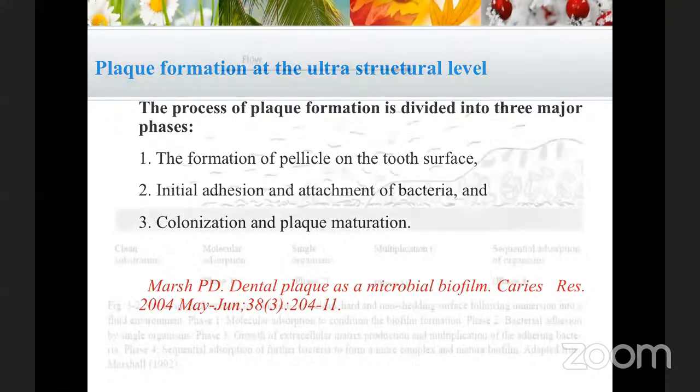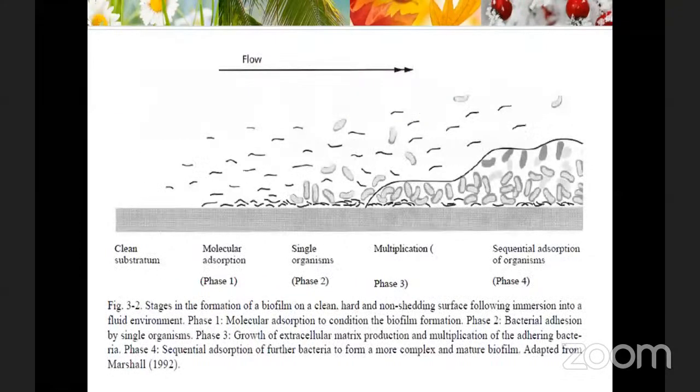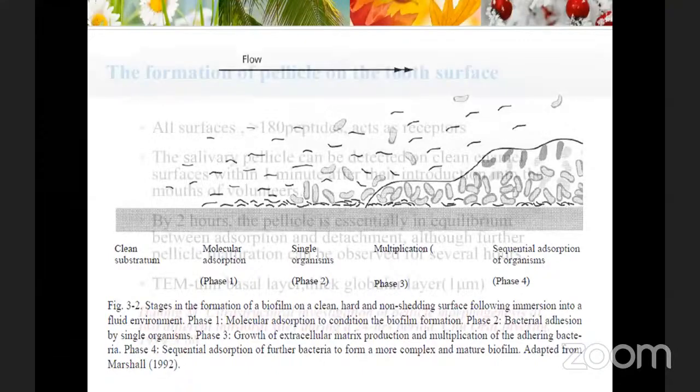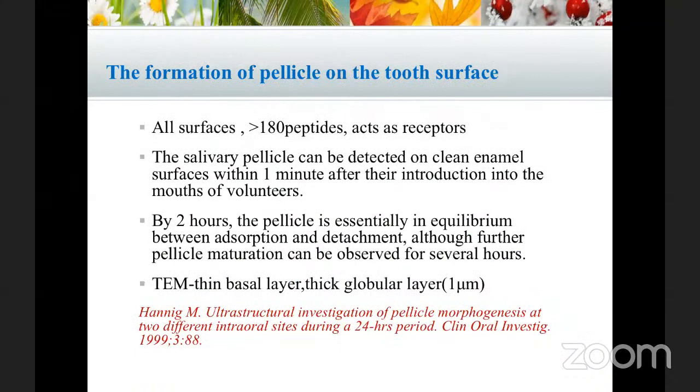So the second phase is this. This picture shows the clean substratum, the stages in the formation of biofilm on clean, hard, non-shedding surfaces following immersion into a fluid environment. Phase one is molecular adsorption in biofilm formation. So first is adsorption; this initial adhesion is a very important phase. This is the transmission: thin basal layer, thick globular layer of 1 micrometer. And this glycoprotein is composed of more than 180 peptides.